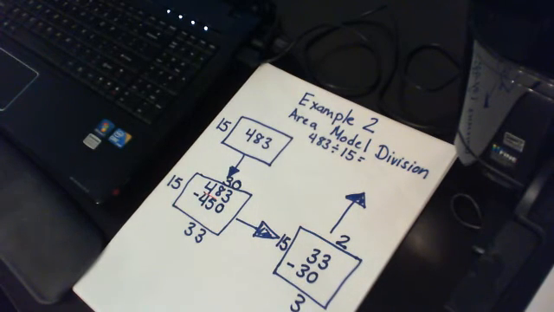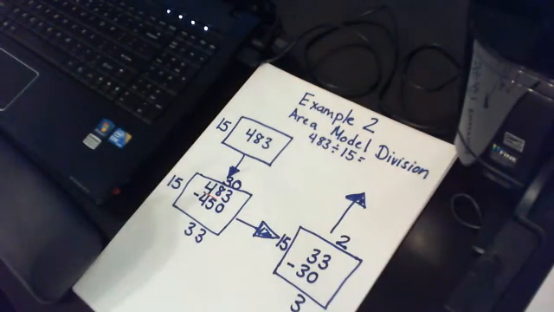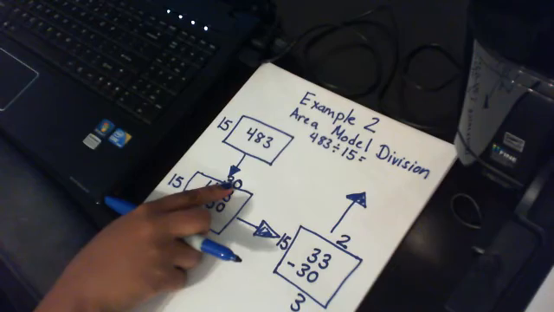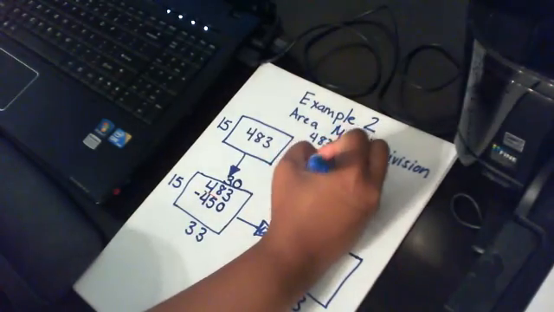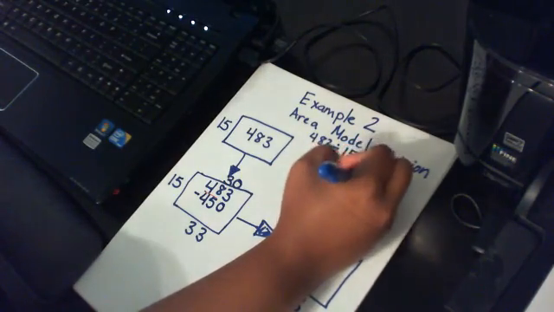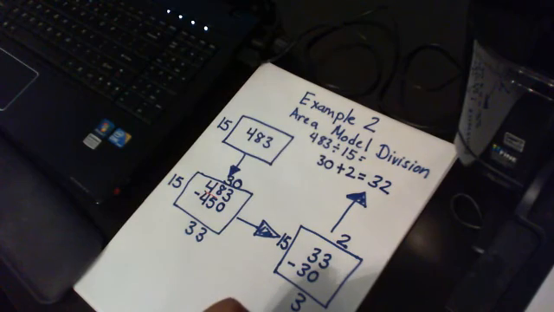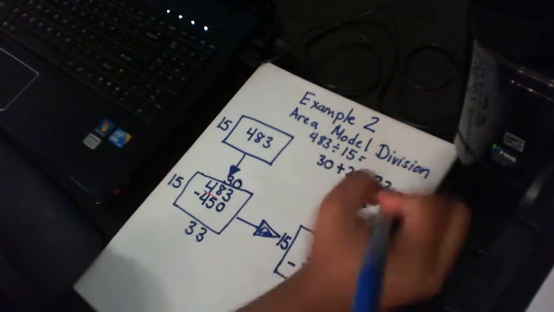So now that we have made it, we're ready to go to the last part of our rectangle. And we are going to add this number plus this number. So we're going to get 30 plus 2 equals 32. Our remainder is this number at the bottom. So we'll put 32, remainder 3.